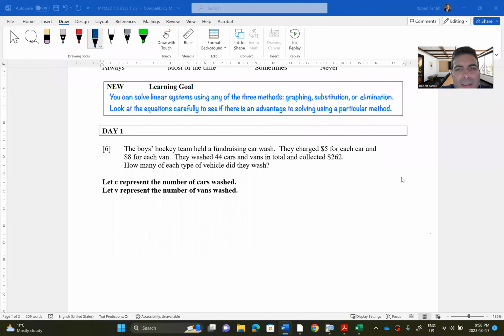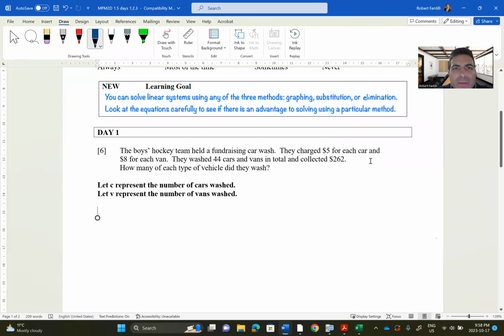Okay, gentlemen, I'm going to try and take you through lesson 1.5. And the learning goal for this is that you can solve linear systems using any of three methods: graphing, substitution, or elimination. We're going to look at these word problems and see which method is preferred.